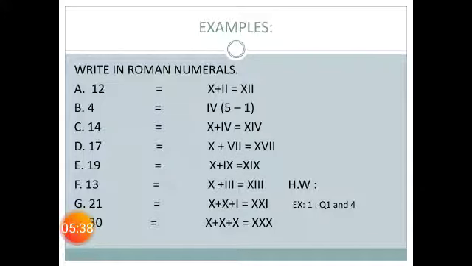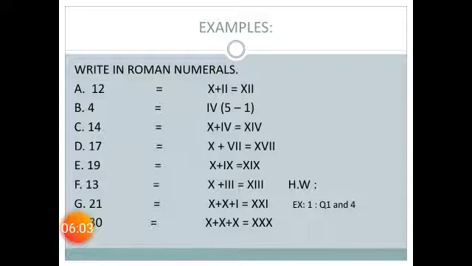Write in Roman numerals. Number A part, 12. If we add, students, 10 plus 2, we will get 12. And remember, 10 is represented by X and 2 is represented by II. So X plus II is equal to XII, or 12 is represented by XII.